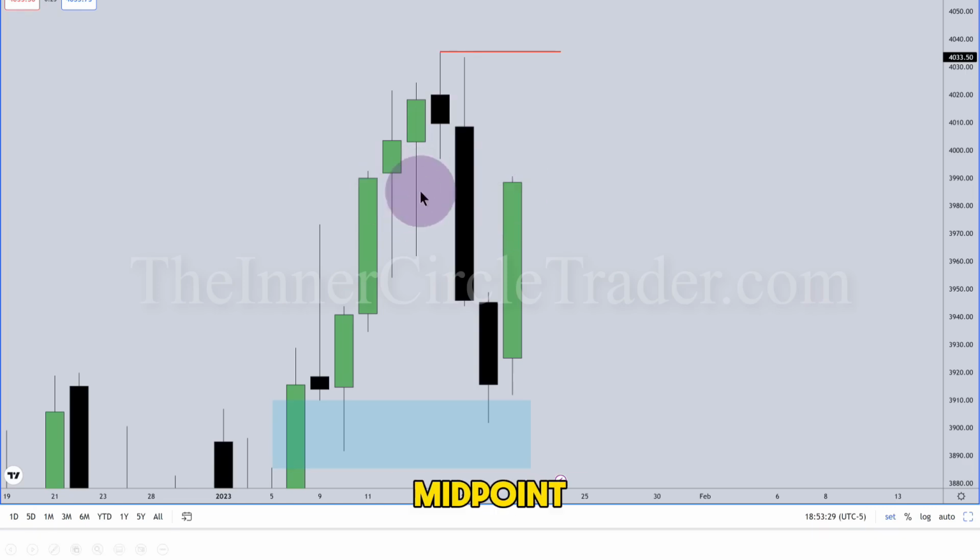So that idea, that midpoint of that gap, that was the focus of what I was looking for this morning. And I started the day with giving you a chart on Twitter.